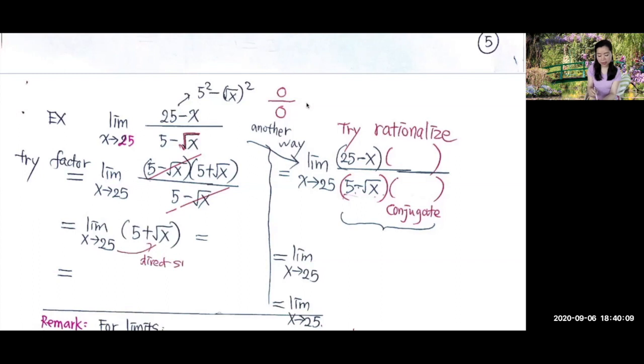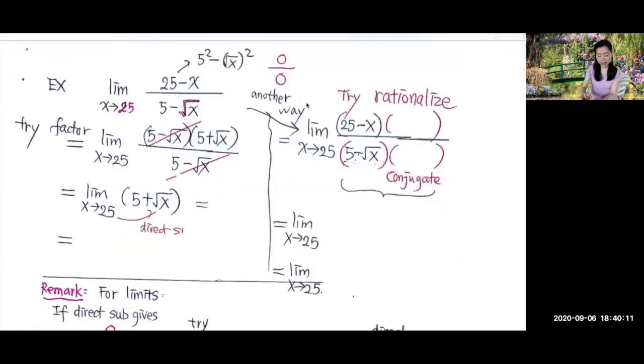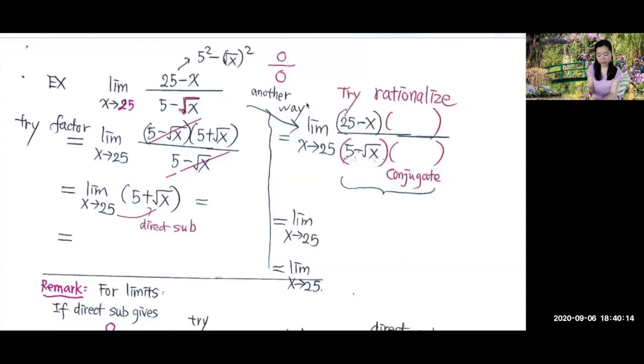And giving you the limit of 5 plus square root of x. And now you can do a direct substitution, and that will be equal to 10. Now another way to do this problem is to try to rationalize this.